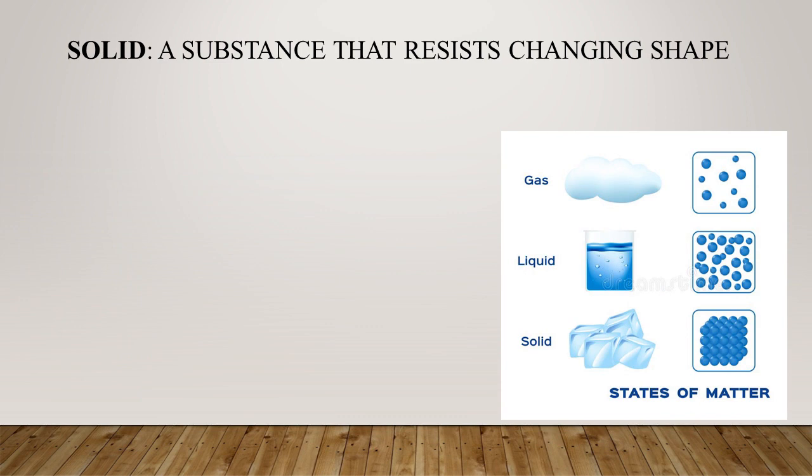The last term for our states of matter is solid. Solid is a substance that resists changing shape. So unlike a gas or a liquid, when we have a solid, you can't really change the shape of it easily. If you've got a rock, you can't just push it to change shape. You're going to have to exert a lot of force on it, breaking it or heating it to change it. So it resists that change.